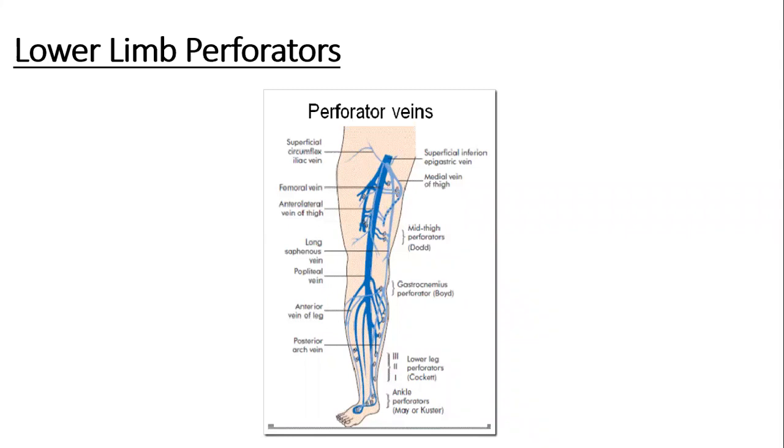And both of them, Dodd's and Hunter's perforators, connect the femoral vein with the great saphenous vein. So here you can see the long saphenous or the great saphenous vein, and here we have the femoral vein. And Dodd's and Hunter's perforators are connecting the two with each other.